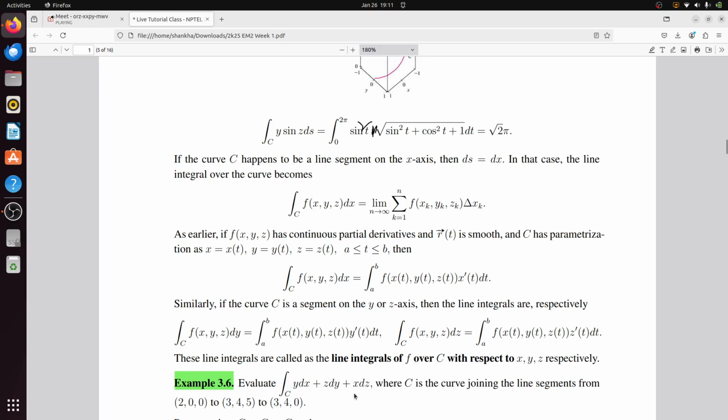Let's move to this problem. Evaluate the integration over C of y dx plus z dy plus x dz. C is the curve joining the line segments from 2 0 0 to 3 4 5, then 3 4 5 to 3 4 0. You need to go from 2 0 0 to 3 4 5, then from 3 4 5 to 3 4 0. Should I discuss it or you will try first? Sir, we'll try first. Okay.